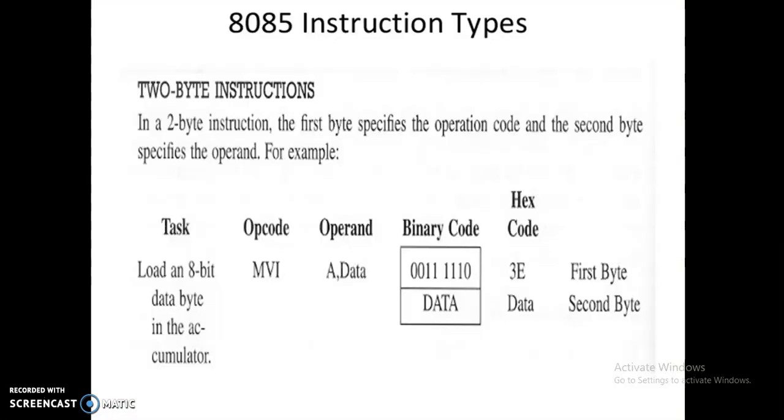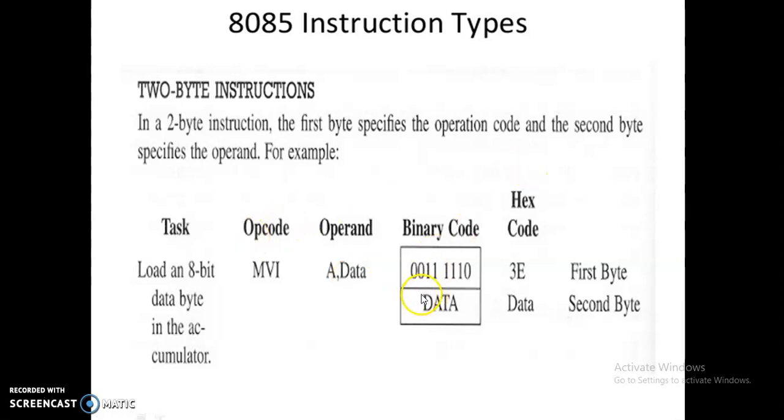So the next one is the 2 byte instruction. In a 2 byte instruction, the first byte specifies the operation code, and the second byte specifies the operand. Here is an example of a 2 byte instruction. The first byte specifies the operation code, here move immediate A. The second byte specifies the operand. Here the operand is the data. Data means the input given by the user during the execution of the program.